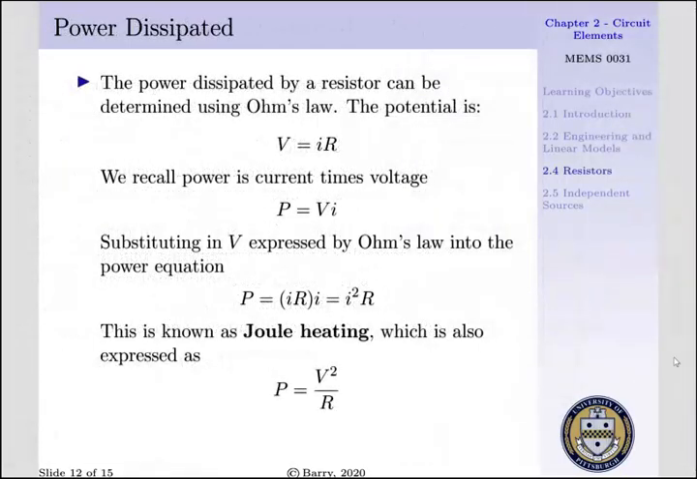Now, the power dissipated by a resistor can be determined via Ohm's law. The potential established across a resistor to drive a current I is expressed as V is equal to IR. Now recall power is our current times our voltage. If we substitute in V expressed by Ohm's law into our power equation, our power would be equal to IR times I, which is equal to I squared R. This term is known as Joule heating, and it's proportional to the current squared running through the element. We can express our power dissipated by the resistor also as V squared per R.